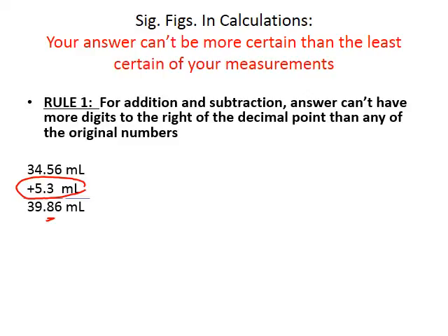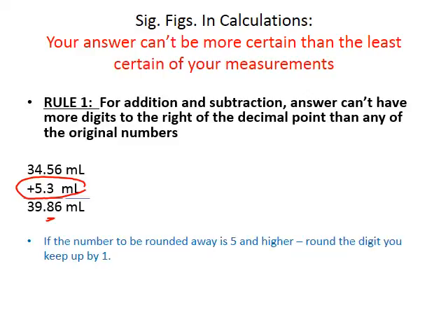So remember your rounding rules. Look at the number just past the one that you want to keep. So if we want to keep the tenths place, we're going to round away the hundredths place. We look at the digit in the hundredths place and its value. If it is 5 or above, we can round the digit before it up by 1.